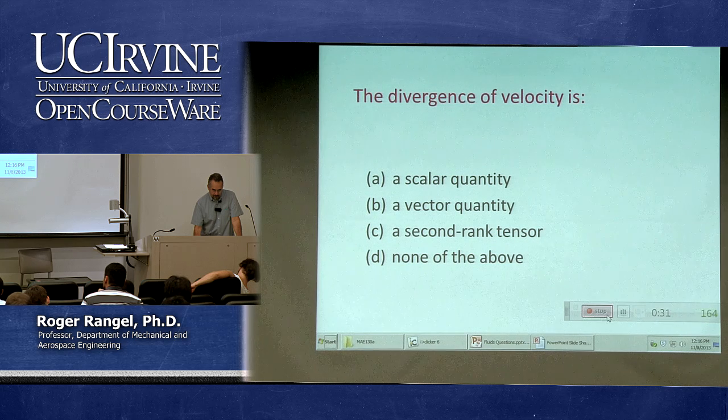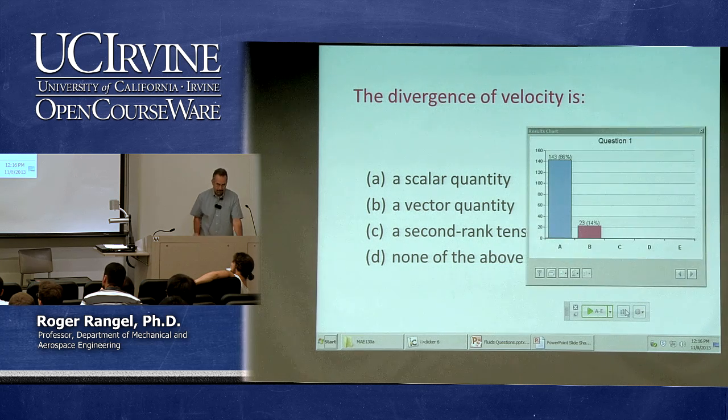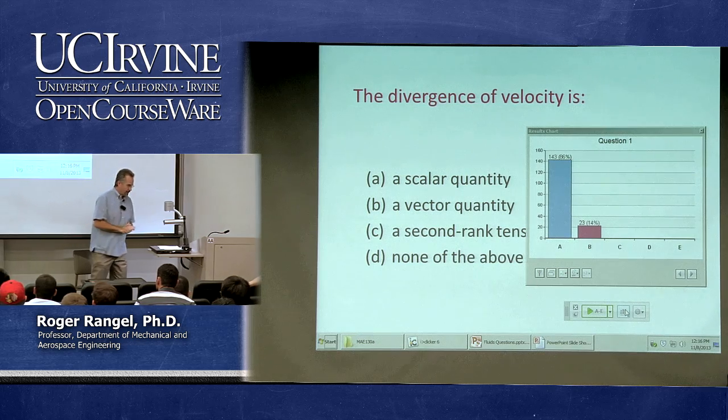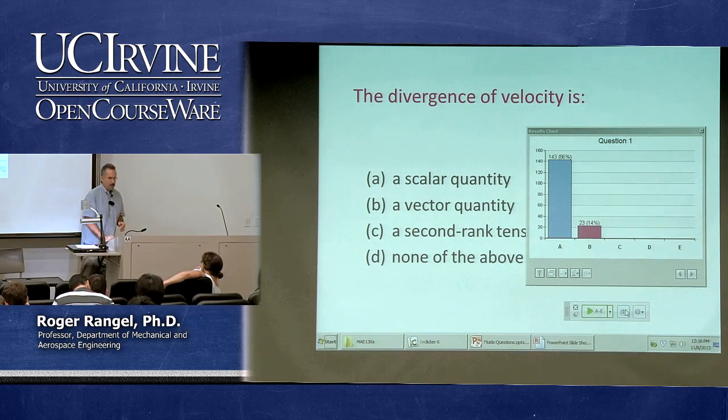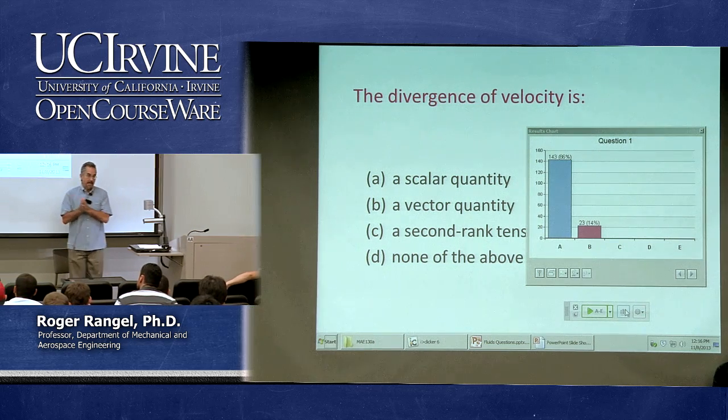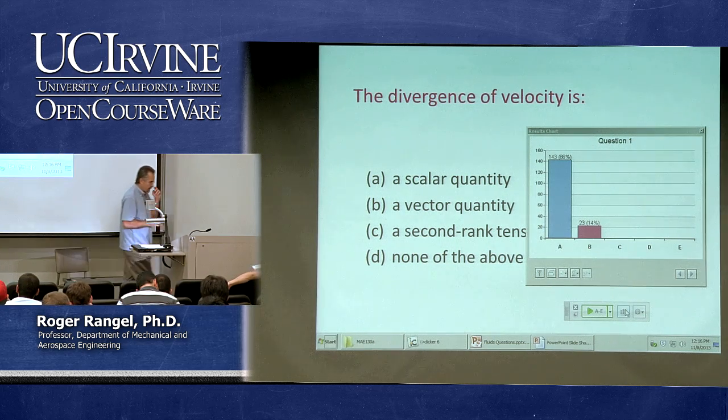I'm going to close it. All right. So 165 of you here with your i>clickers. Very good. It is a scalar quantity, right? The divergence of velocity. Velocity is a vector. But when you take the divergence, what you get is a scalar. In fact, it has a physical meaning for us.